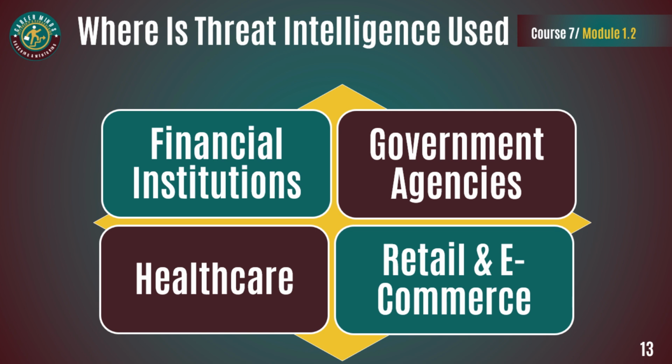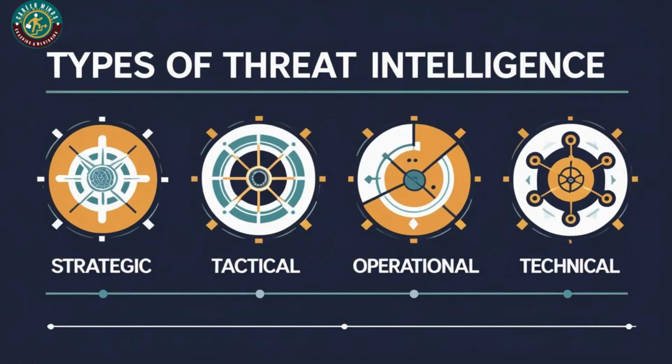And in healthcare, they use it to protect sensitive patient data from ransomware. And in retail and e-commerce, you use it to detect credit card fraud and protect customer information. So let's move on to the 4 types of threat intelligence that we mentioned earlier, and each of them serves a different audience and purpose.